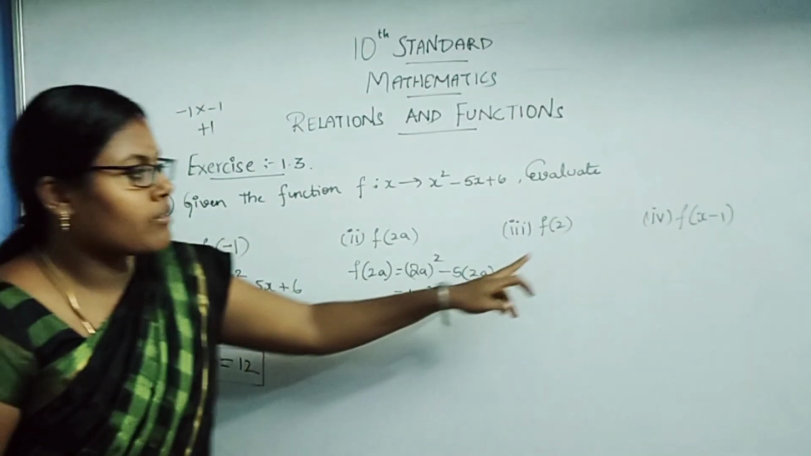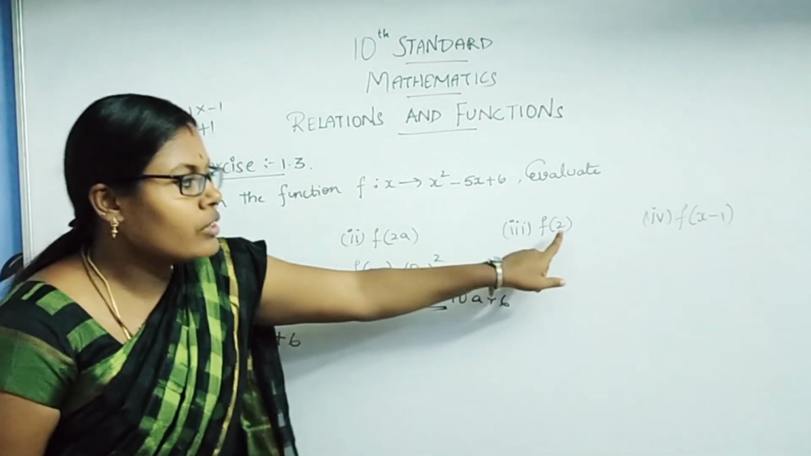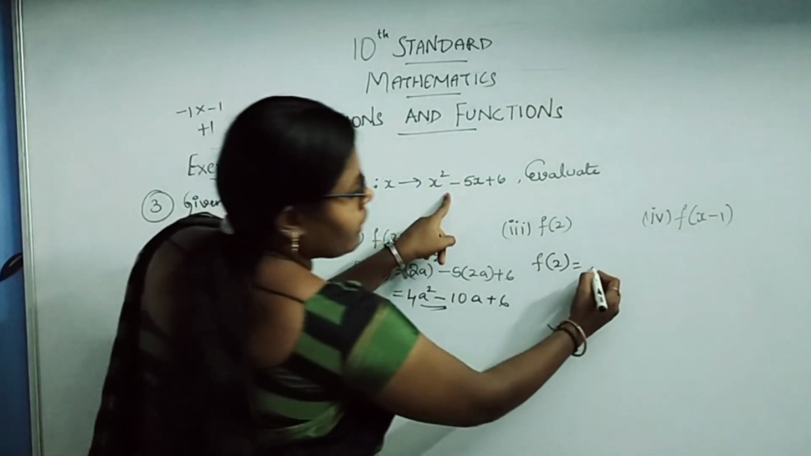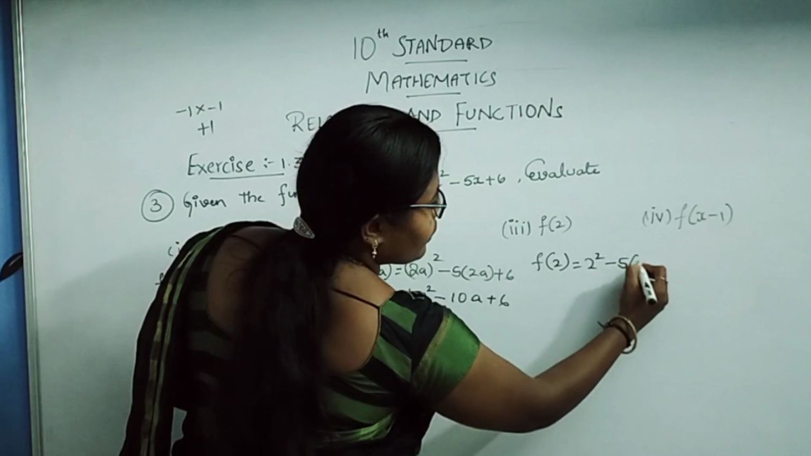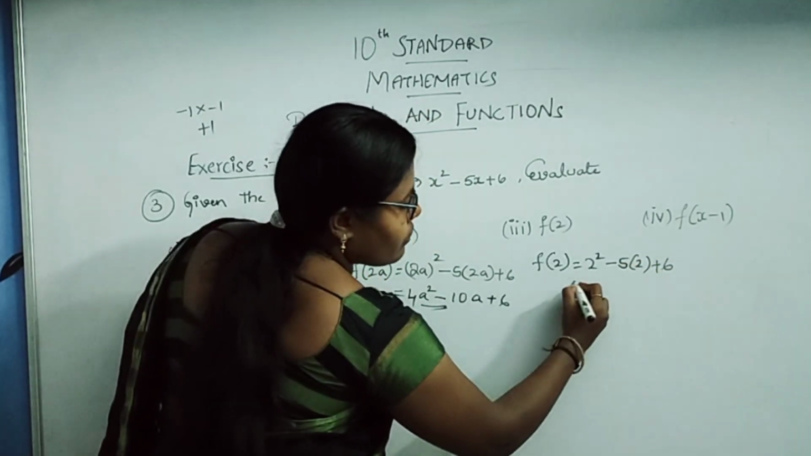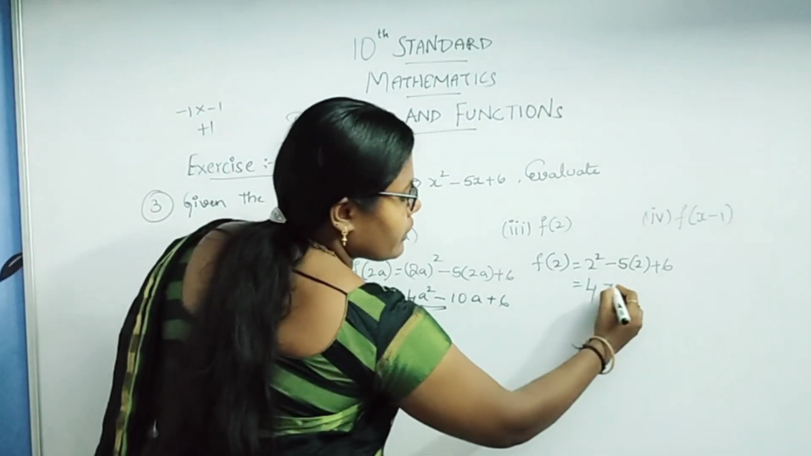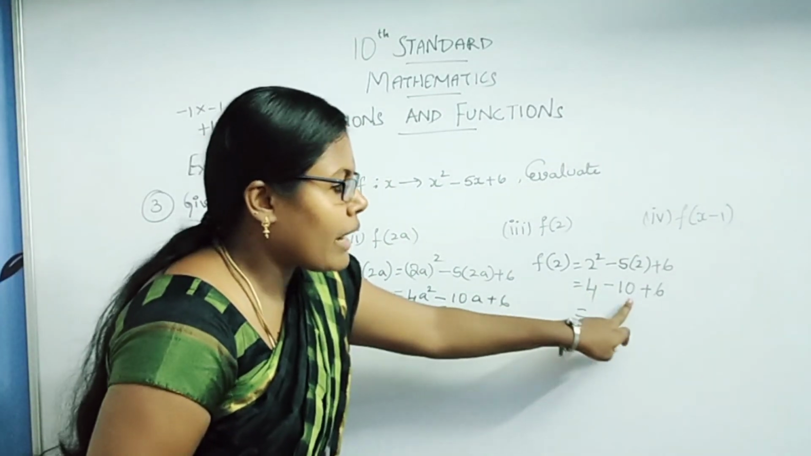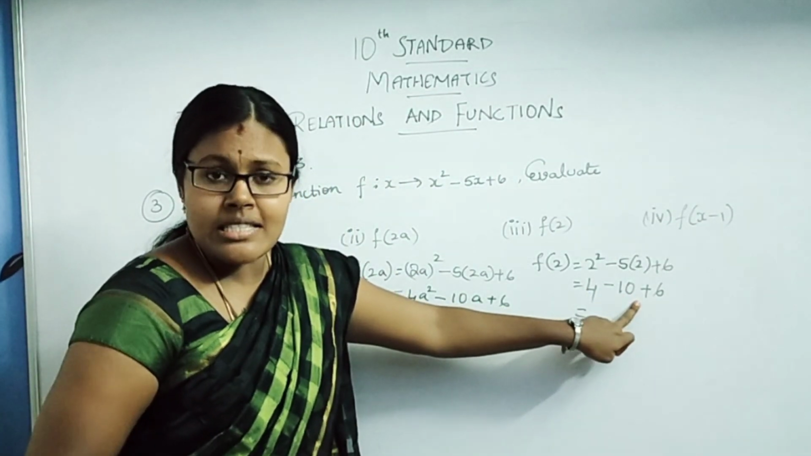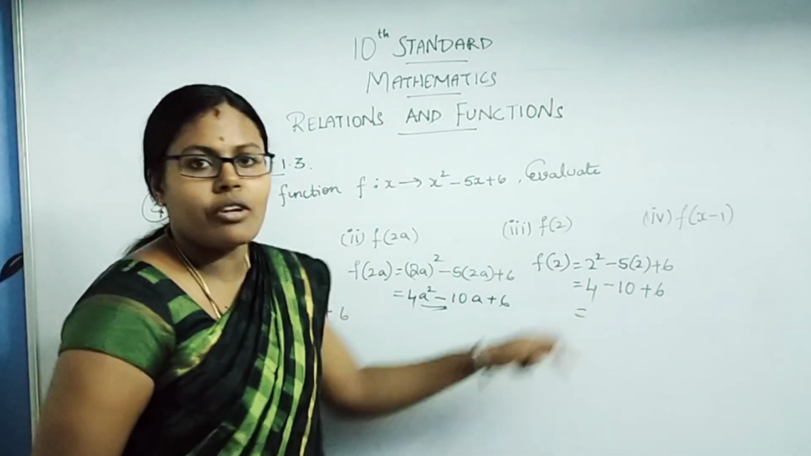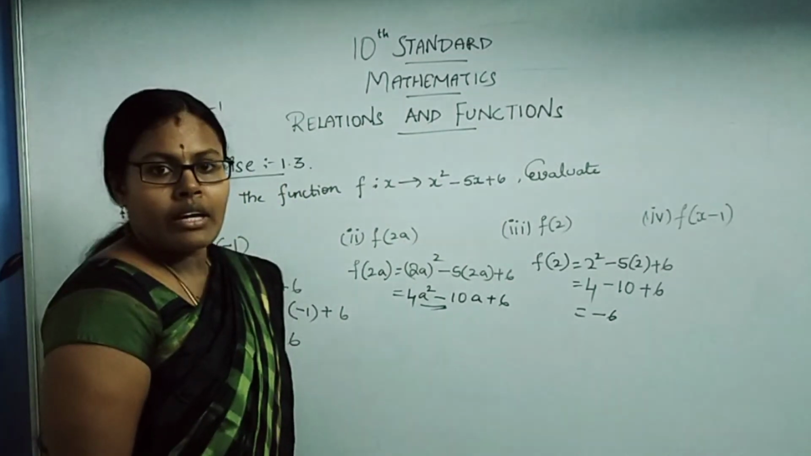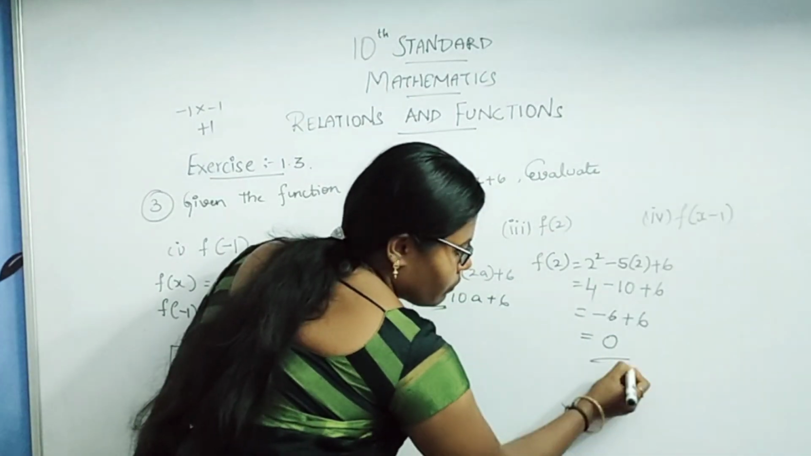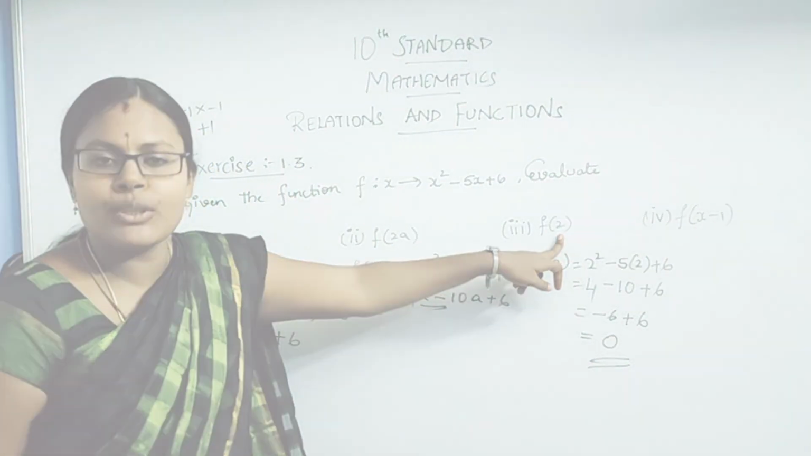Got it? Now next, in the place of x you are going to substitute 2. So f of 2 is equal to 2 square minus 5 into 2 plus 6. What is 2 square? 4. Then 5 2s are 10, plus 6. What is 4 minus 10? 4 minus 10 is 6, and the greater number's sign is minus, so it will be minus 6. Then minus 6 plus 6 is 0. So this is the value for f of 2.